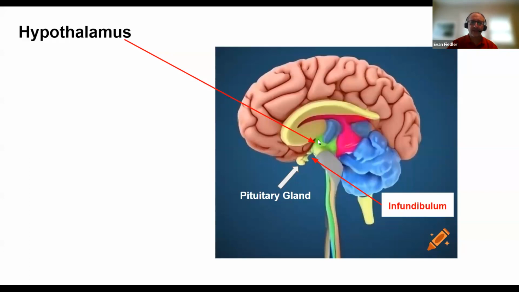A way to locate the hypothalamus is to look for the pituitary gland, and you'll know it'll be superior and posterior to it. The hypothalamus is connected to the pituitary gland by a stalk called the infundibulum. Infundibulum.